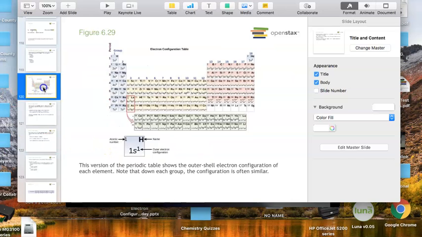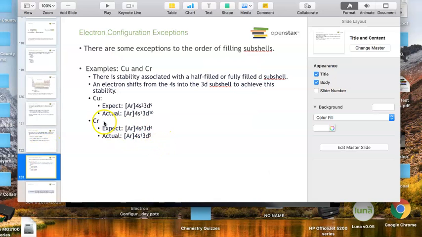With chromium, if we look at where it is, it has 4 electrons in the d subshell. Again, chromium wants to have at least half-filled, 5 electrons, or 10 in the d subshell. It only has 4, so it's so close. What is it going to do? It's going to pull an electron from the 4s subshell. The expected configuration for chromium would be 4s2, 3d4, but because it wants a half-filled d subshell, it pulls 1 electron from the s subshell.